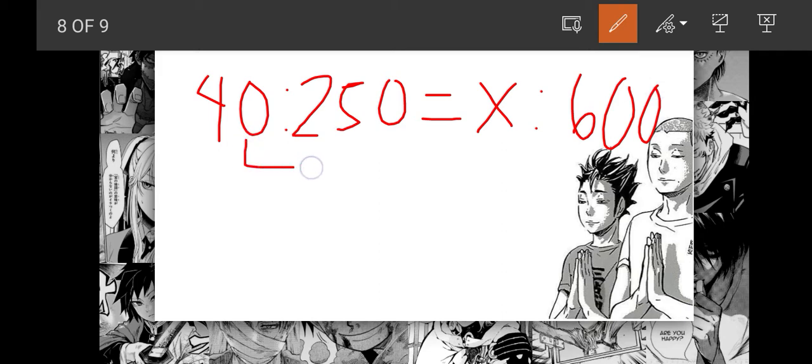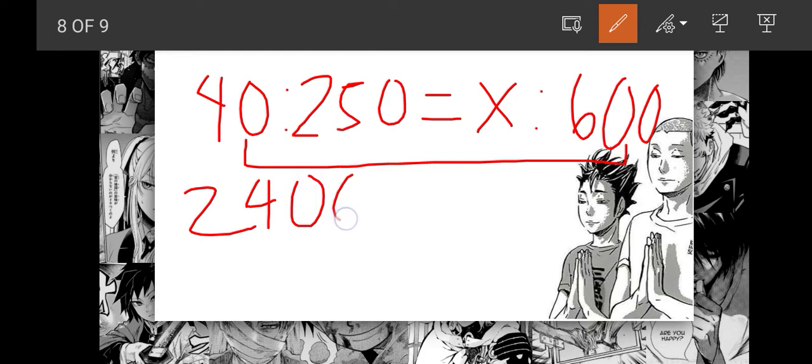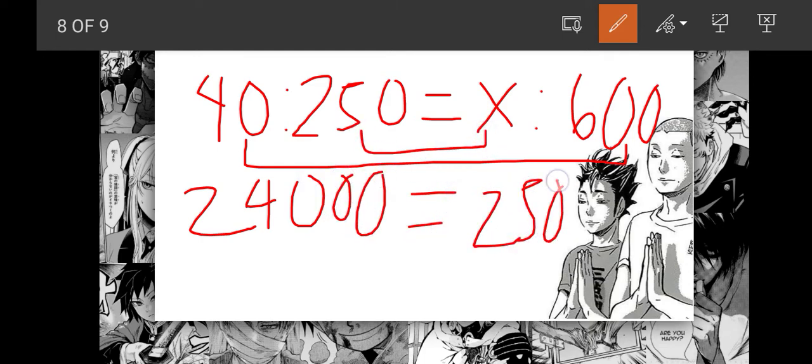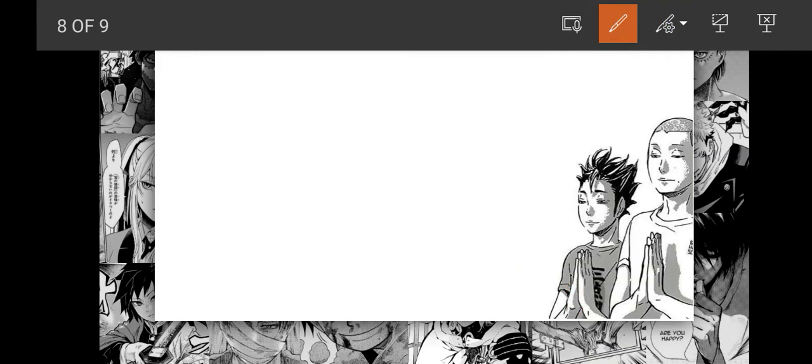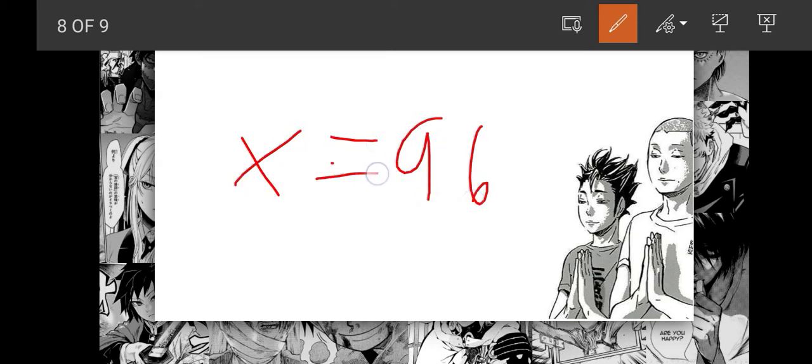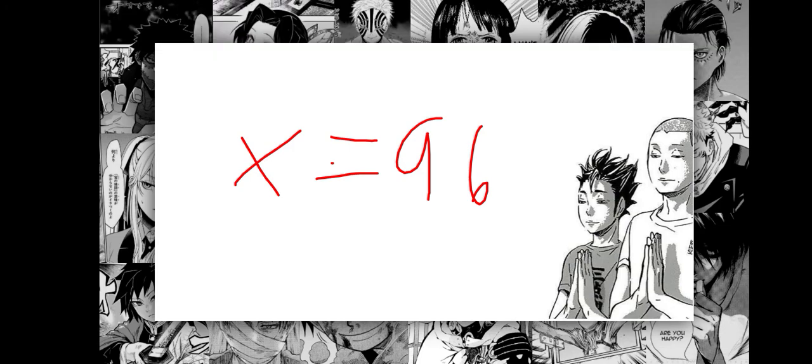Here we find the product of the extremes, 24,000. The product of the means, 250x. We divide both sides by 250. So now the answer is 96. He will need 96 gallons of gas for a trip of 600 miles.